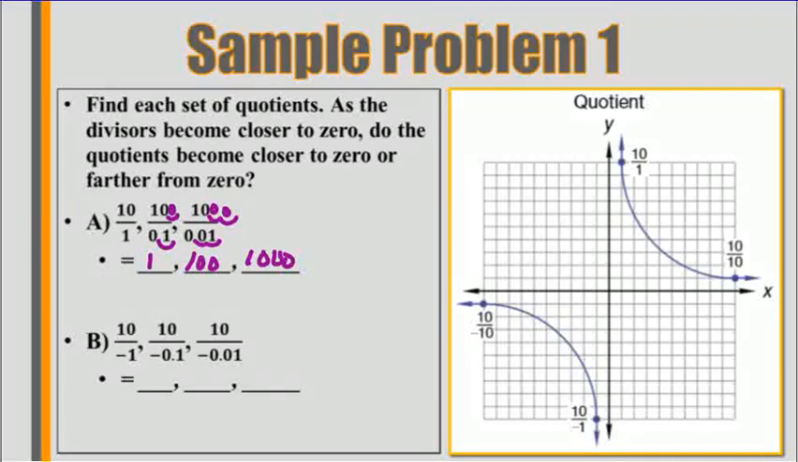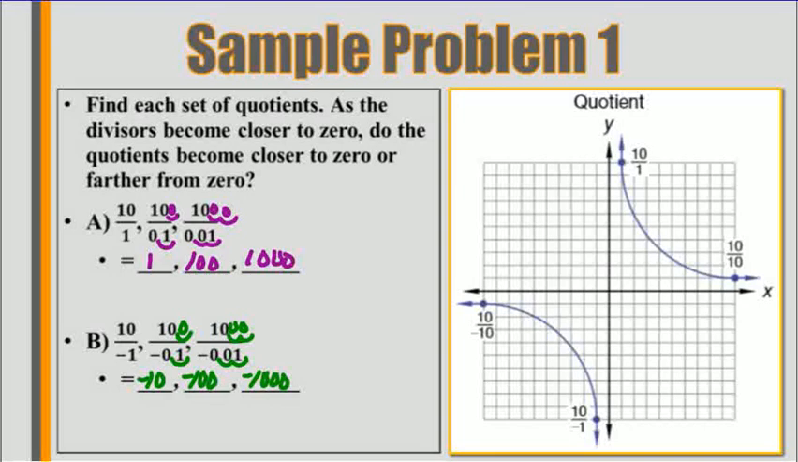What about the second one here, dealing with negative? So 10 divided by negative 1 is a negative 10. 10 divided by negative 0.1, move the decimal place 1 place. So now we have 100 divided by a negative 1. That gives us a negative 100. 10 divided by negative 0.01, move it 2 places in the numerator. We have 1,000 divided by negative 1. That gives us a negative 1,000.